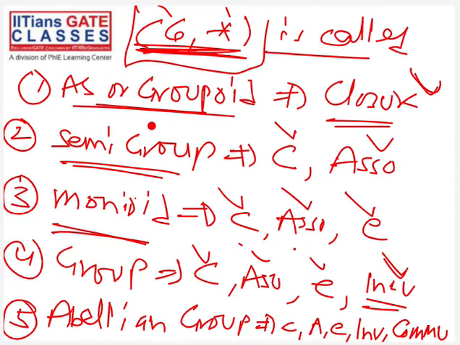We do not care about all the other properties. They can satisfy, they cannot satisfy, we do not care. As soon as this closure property is satisfied, we can say that this pair is an algebraic structure. Also, if closure property and associative property are both satisfied, then we will say that this pair is a semigroup. Similarly, this is a monoid. In a monoid, these three properties must be satisfied. In a group, these four properties must be satisfied, and in an abelian group, all the five properties must be satisfied.